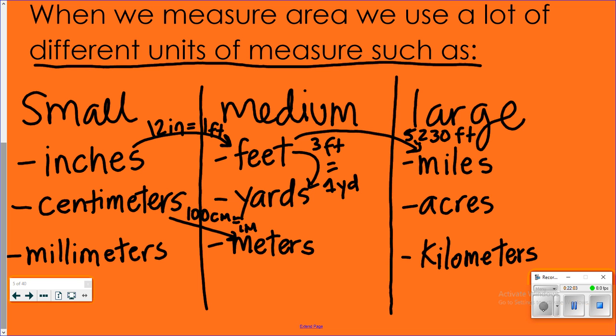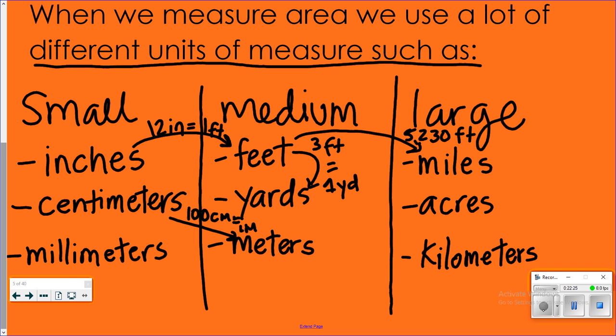Maybe once in a large. Yeah, I'm probably going to use a mile because that's what we're used to, but I could use kilometers. Acres is more about area as opposed to a straight distance, so I'm probably not going to use acres, but I can use miles and I can use kilometers. Does that make sense? Yeah?